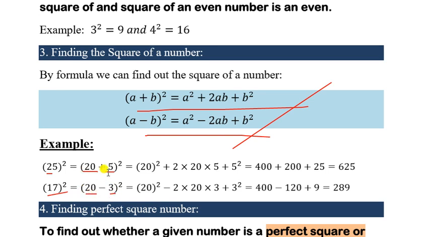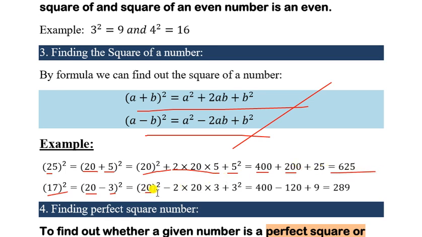So here it is a plus b, because 20 plus 5, and here 20 minus 3, so here the a minus b formula we have to use. So a square, 20 square plus 2ab plus b square. 20 square means 20 into 20, 400. Then you will multiply 2 into 20 into 5. This will be 200, and 5 square is 25. Then the answer will be 625.